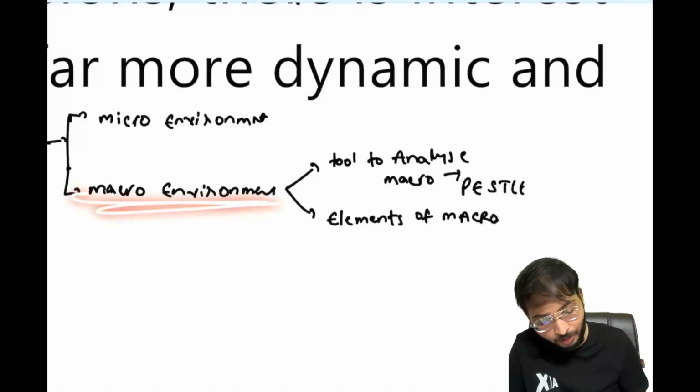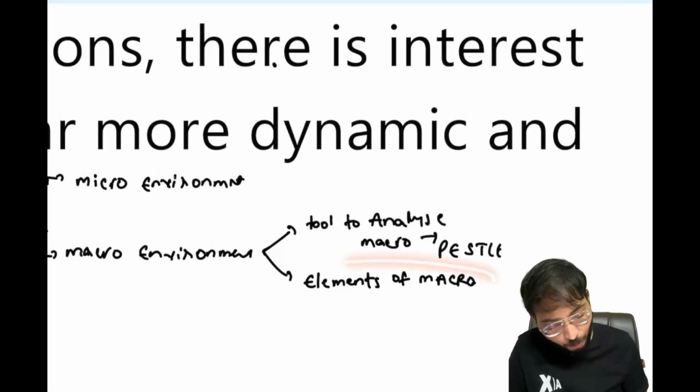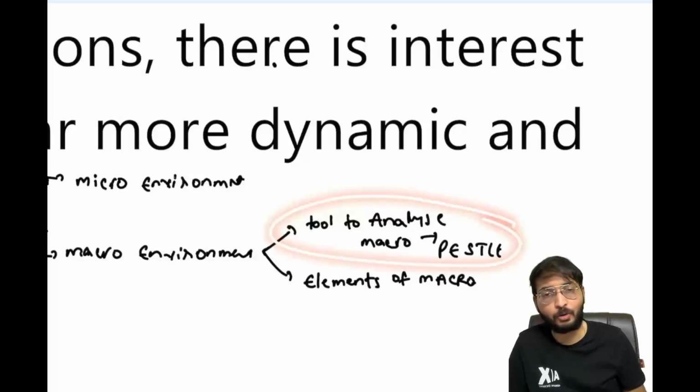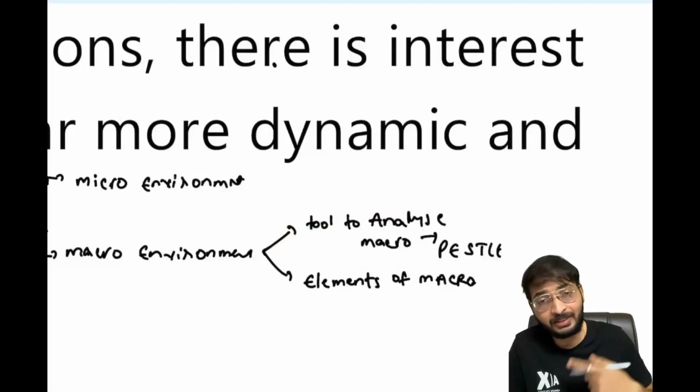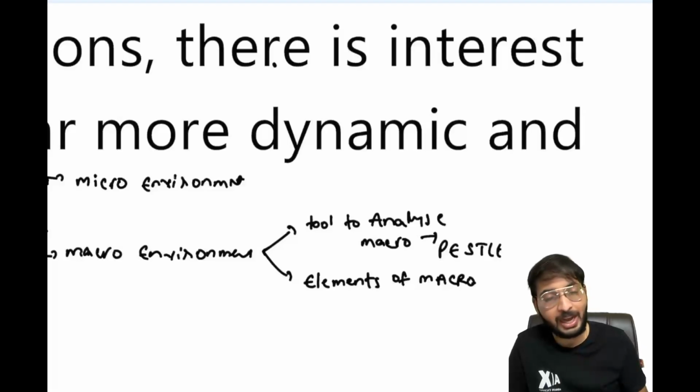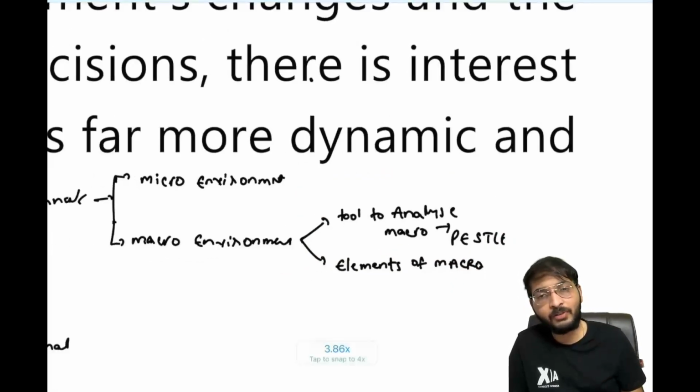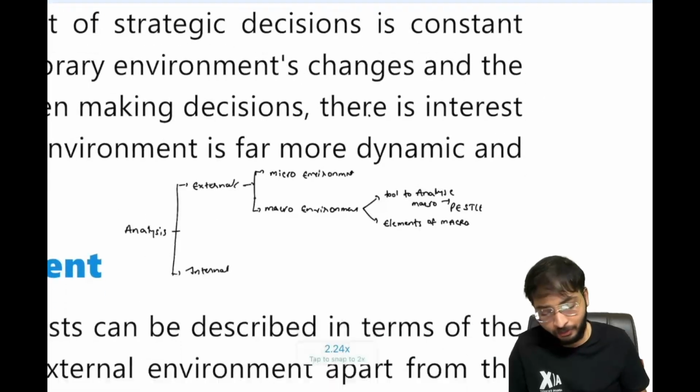So first one is called as elements of macro. So what are the elements which are there in macro? Second one is called as a tool to analyze macro. 90% both the answers are same, but if they ask, the side headings will differ. If they ask elements of macro, you have to write one answer. If they ask a tool to analyze macro, there is something called PESTLE, right? So first we will study what are the elements of macro.